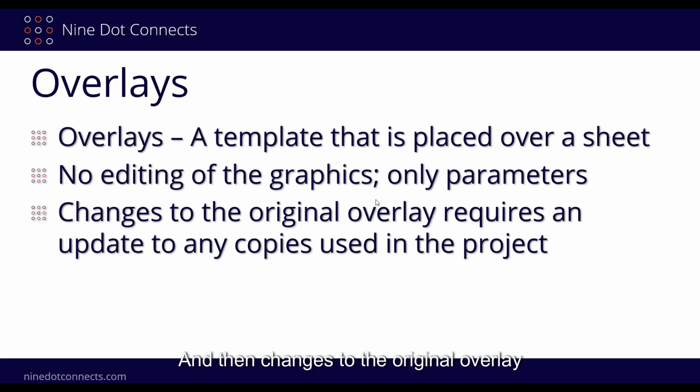And then changes to the original overlay require an update to any copies used in the project. So if I don't like something in the title block, or there's something that needs to be added to the title block, which is usually in, for example, a schematic SCH.dot file, I have to actually go to that SCH.dot file, make the change, and then push it over. Okay, and as you know, this is kind of a common theme in Altium. Altium does not dynamically change things. It usually requires you to load something, or if it's there and it recognizes that you made a change, you have to approve of it.